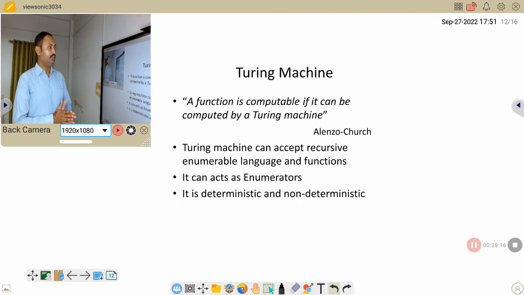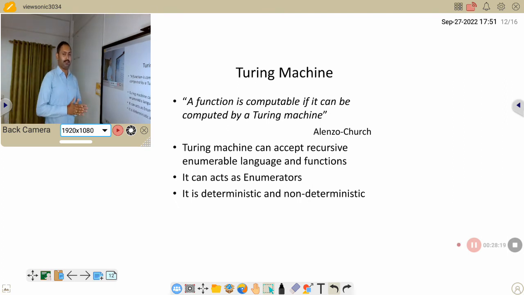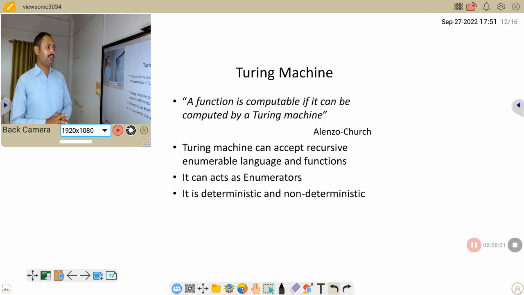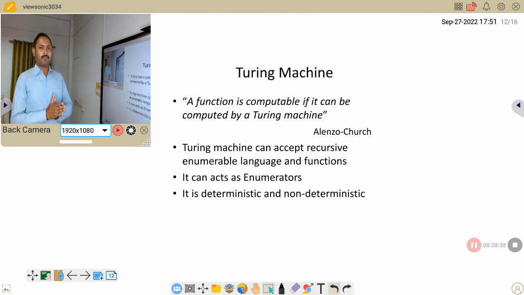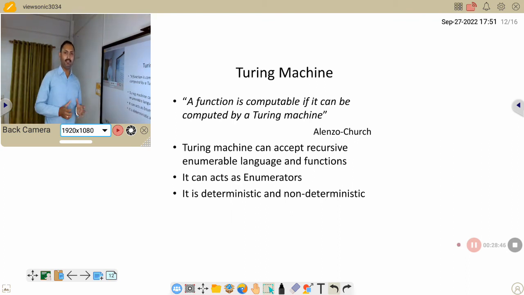Now the next topic is Turing machine. There are a few disadvantages of pushdown automata. The disadvantage is it cannot accept strings like a to the power n, b to the power n, c to the power n. By using the pumping lemma we can prove these things. So to overcome these disadvantages or shortcomings in pushdown automata, we need such a powerful machine which can accept all types of strings in a universe.